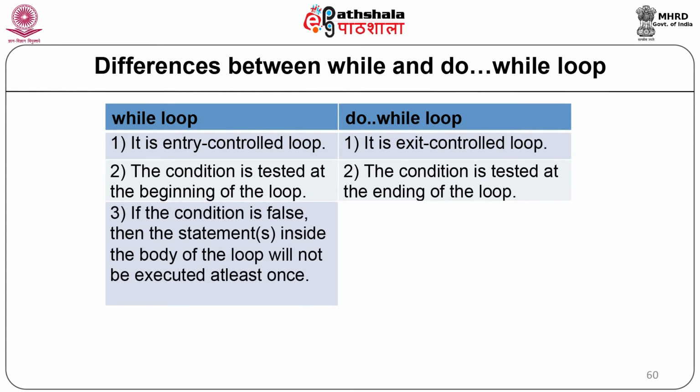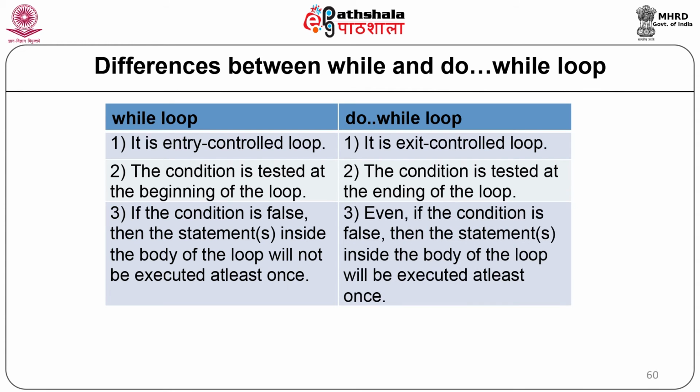If the condition is false, the statements inside the body of the loop will not be executed even once. So, here the statements will be executed 0 times. In do while, even if the condition is false initially, the statements inside the body of the loop will be executed at least once.